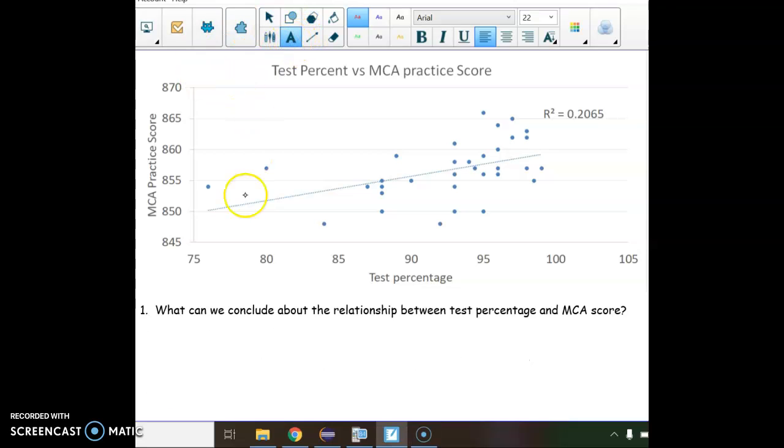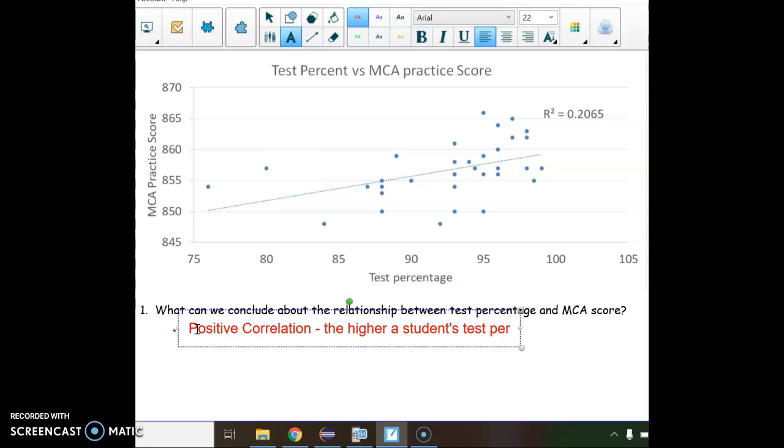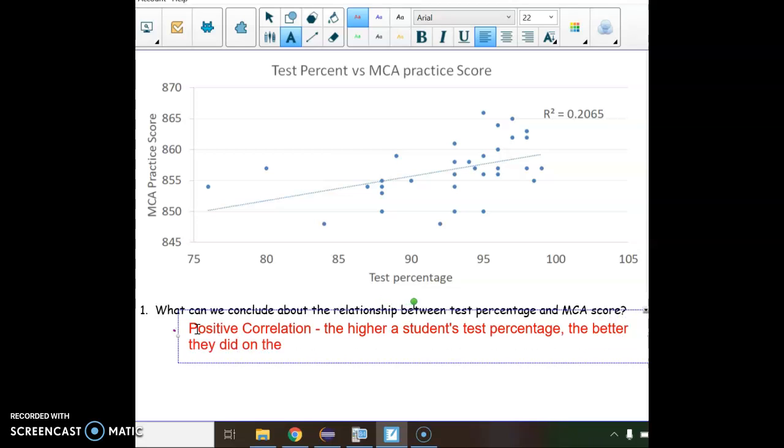All right, so what we've got here is a positive correlation. I shouldn't have said again, it's just a positive correlation. Basically we'd say the higher a student's test percentage, the better they did on the MCA. Right? So basically they go up together. As test percentage goes up, practice MCA score also goes up.